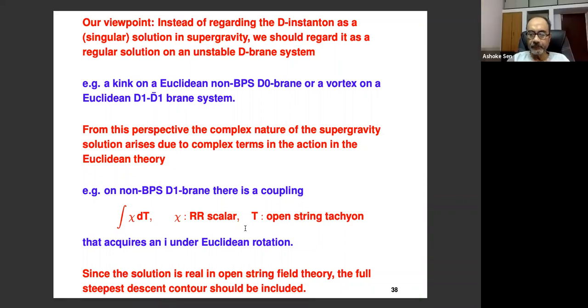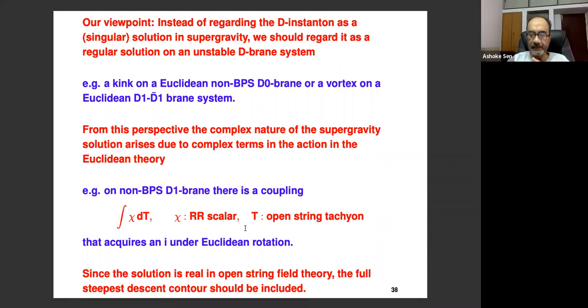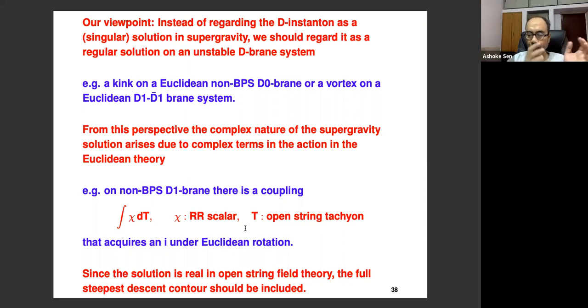Exactly. And by thinking of it as an unstable system, which then condenses, it becomes manifestly clear that you can think of it as a solution in open string field theory for real fields. Exactly. And therefore, now you feel more confident that it was okay to do the integral over just the real fields. Yeah, exactly. And the full integral, I mean, all the way from -infinity to infinity.